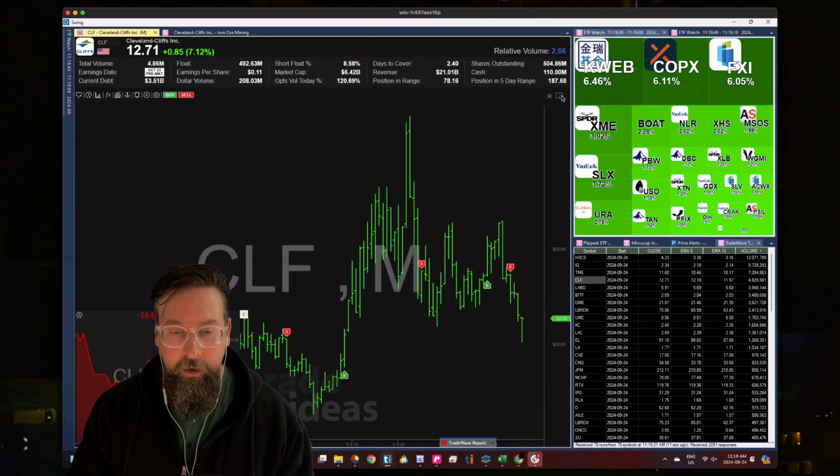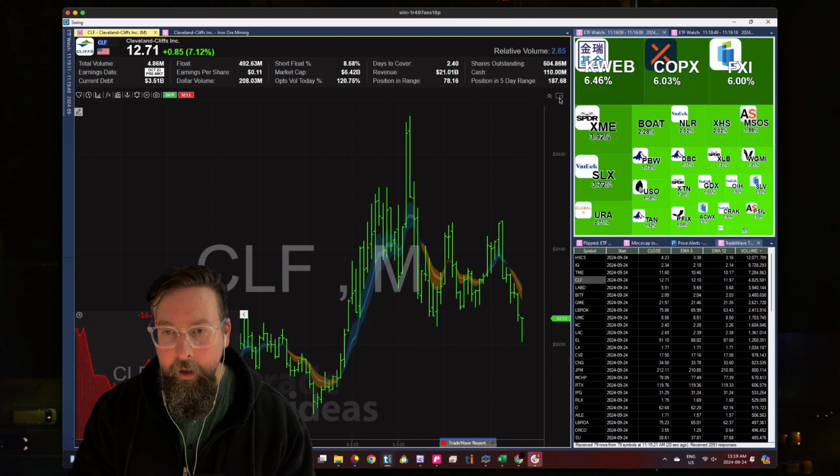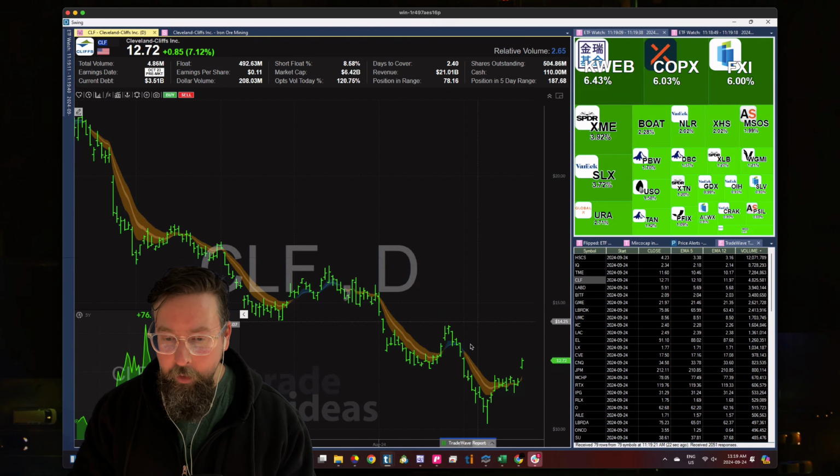If we go to the monthly chart or a longer term chart, you can see this is a pretty significant level here at this kind of $11, $12, and that seems to be reversing there as well. So I'm going to add CLF to the portfolio.